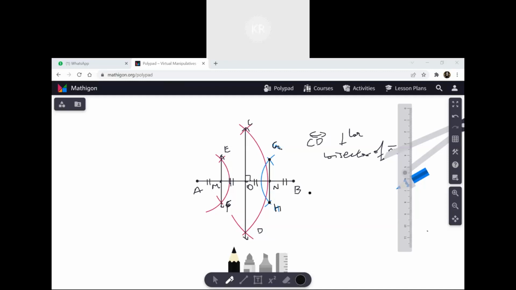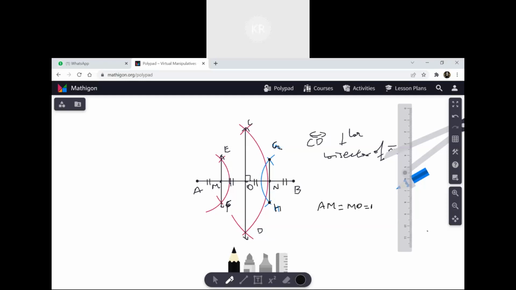Perpendicular bisection of OB is GH. Perpendicular bisection of AO is EF. Perpendicular bisector of AO is EF. Perpendicular bisector of OB is GH. And totally AB is divided into four equal parts. One AM, another MO.